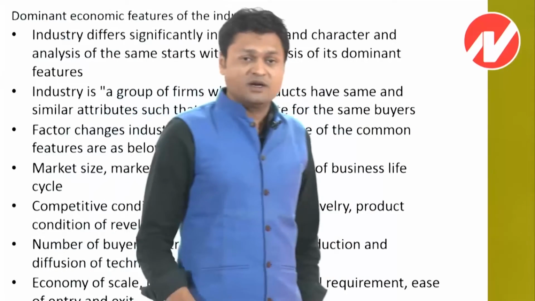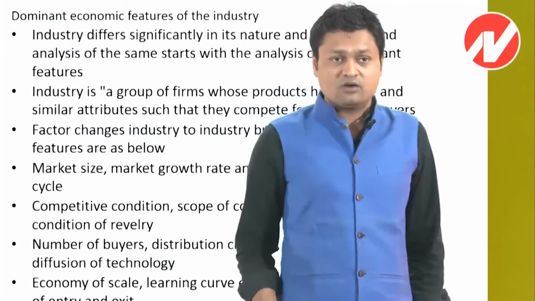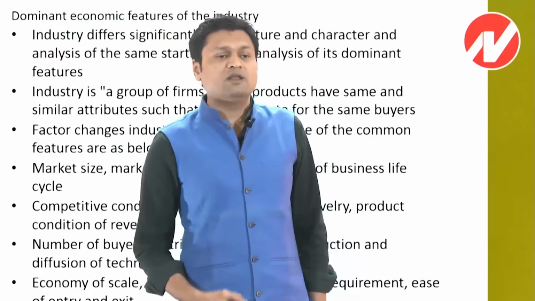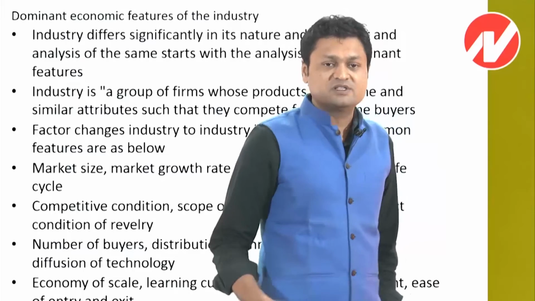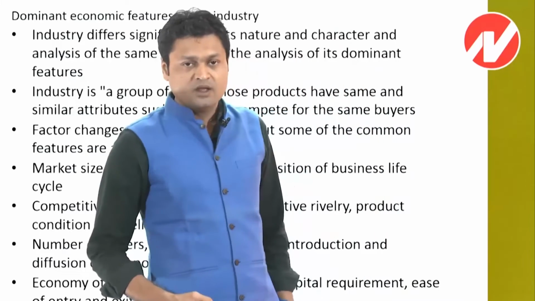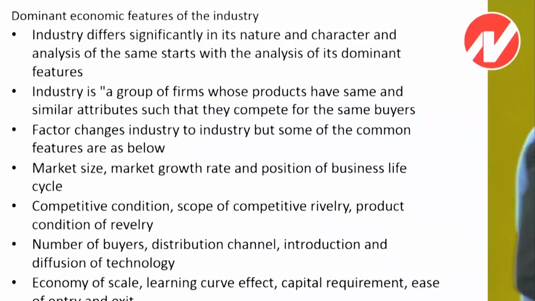अगर क्वेश्चन आता है dominant economical feature, तो 3 इंट्रोडक्शन में लाइन, और उसके बाद यू आर सपोज टू राइट 7-8 component, 7-8 features of the industry. We'll go through the PPT to understand. If the question is dominant economical feature of the industry, तो क्या लिखोगे? सबसे पहले industry differs significantly in its nature and character, and analysis of the same start with the analysis of its dominant features. Industry is what?